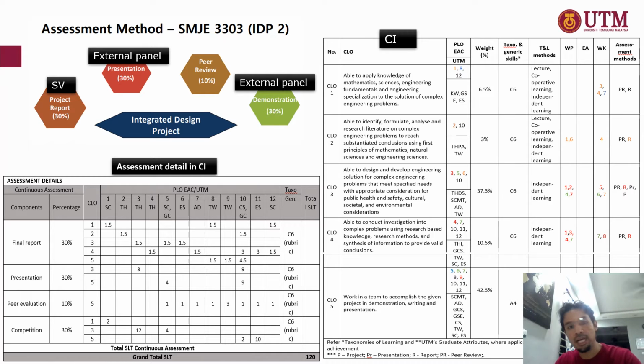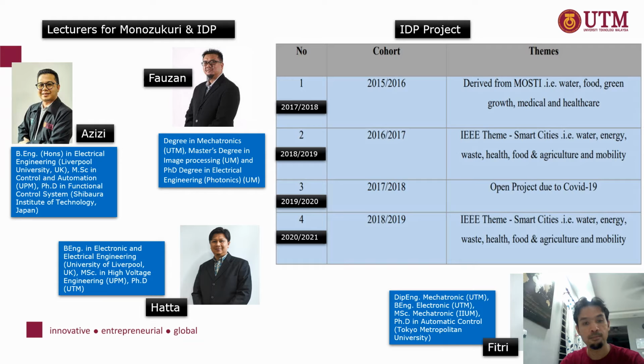Then when we move to IDP2, we have these 4 types of assessments, quite similar to IDP1 or Monozukuri. The only difference is we reduce a bit on the project report, which is 30%. This is for the SV. And we have our external panel for the presentation, and the same external panel judges the demonstration, which is 30%. And last but not least, our peer review is 10%. So total up to 100%.